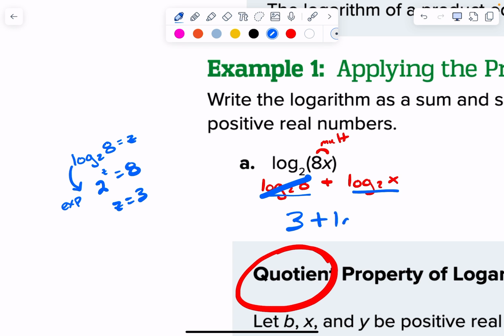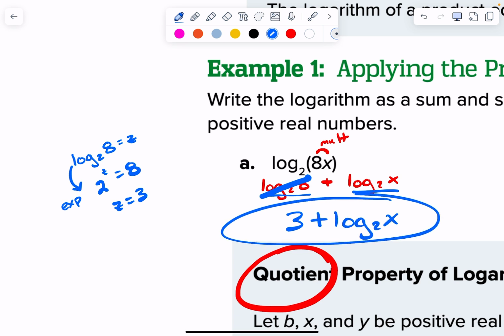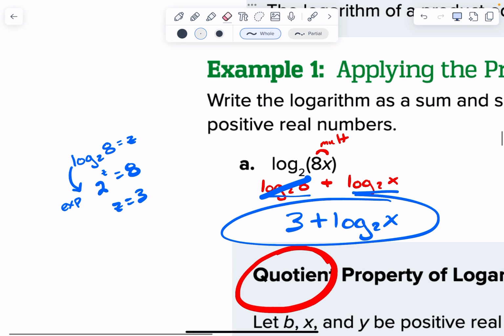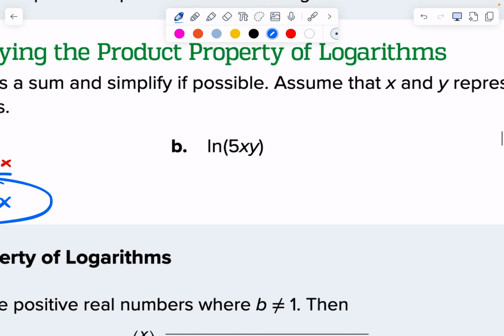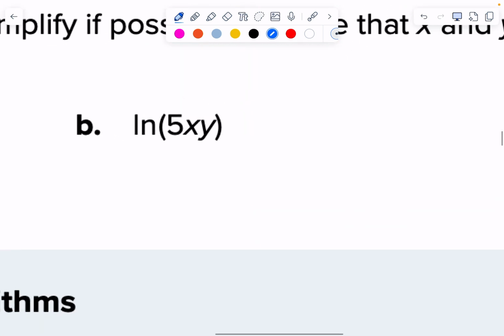This is 3 plus log base 2 of x. And now I'm done. Does that make sense? I can't do anything else with the log base 2 of x because I don't know what x is, but I can simplify log base 2 of 8, right? I just did that over here off to the side. Okay, are we good with A? We break it apart.